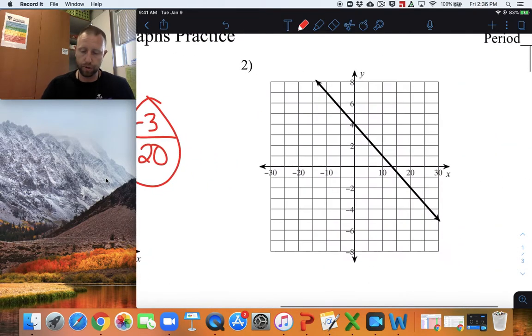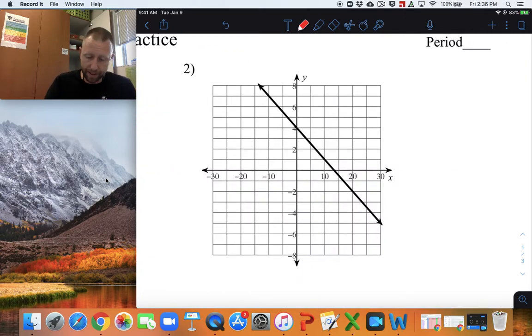On to number 2. Pick 2 points. I'll pick this one right here, and let's do this one right here. Okay. So I notice my x-axis is counting by fives again. Again, it looks like 10, but I see there's a line between each numbered line. So really they're counting by fives. And my y-axis, even though it looks like they're counting by twos, only every other line has been numbered. So really they're counting by ones.